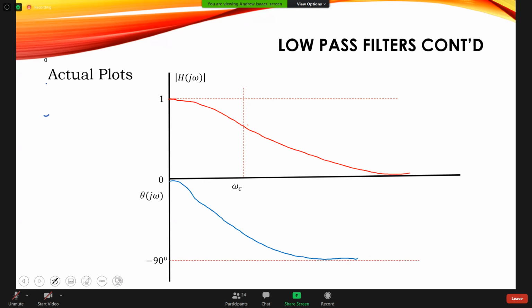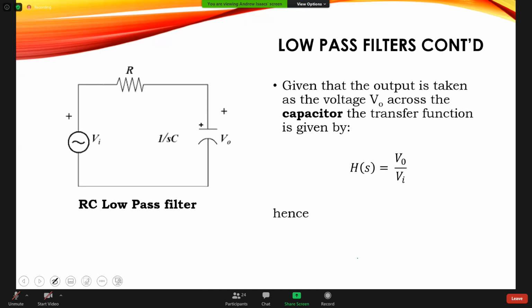To do that, do we have this? We finish with the plots? Yes, sir. We can now make the capacitor and the resistor in series with each other. So I'm replacing the inductor with the capacitor. But by virtue of orientation, I am now taking the output across the capacitor.